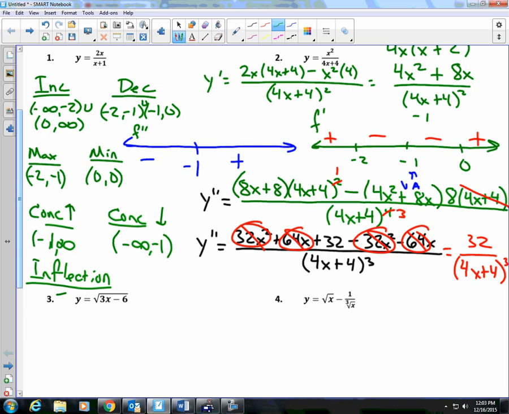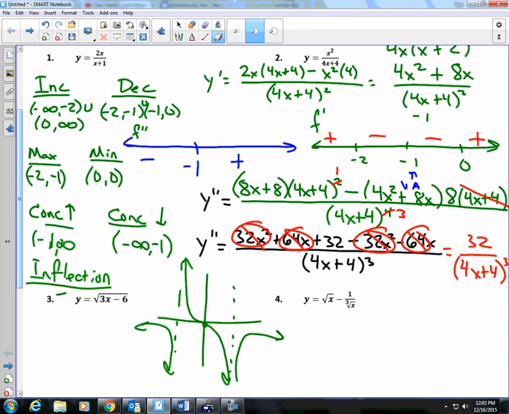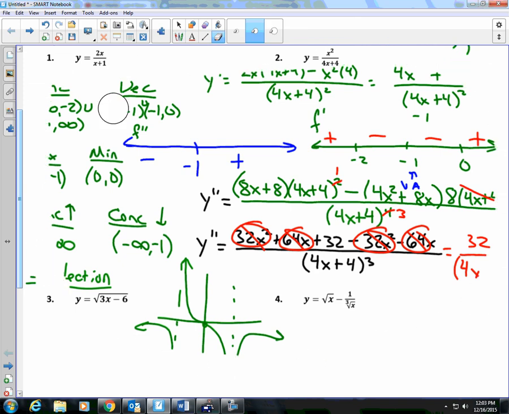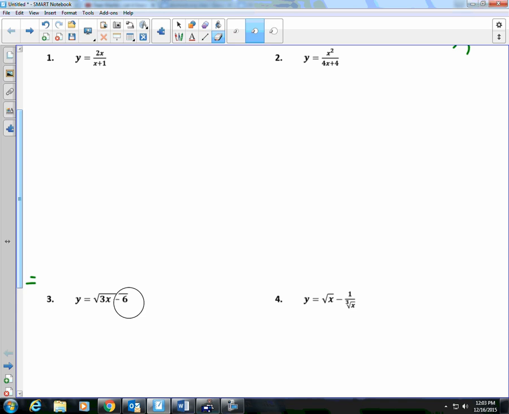Yep. You could have a graph that looks like this. Say it does that, and then in the middle it could do something like that. So you would have an inflection point right there where it changes concavity, from concave up to concave down, or concave down to concave up. Okay. And if you do graph x squared over 4x plus 4, it will confirm everything we have.